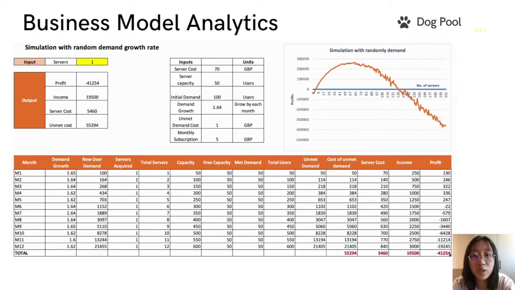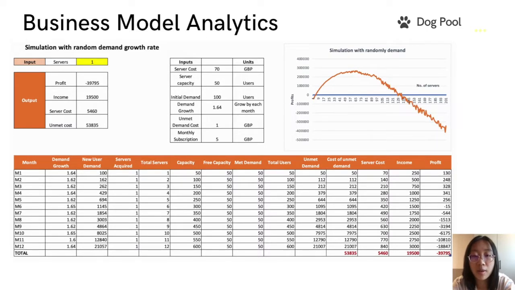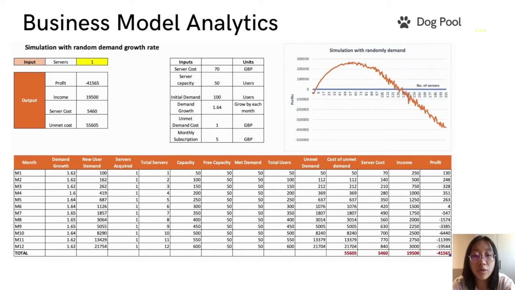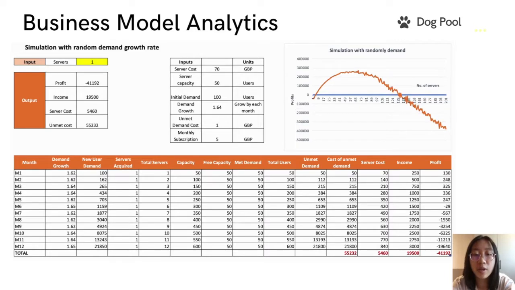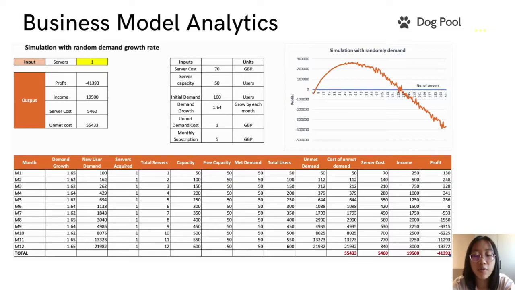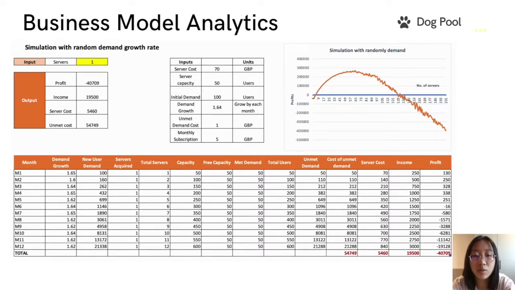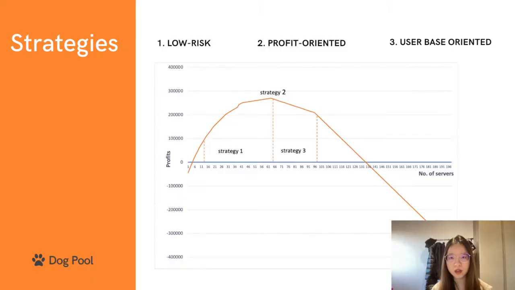To better match the real growth rate of customer demand, we simulated the growth rate with random probability for each month, from which we drew a profit and server count line chart with an initial stable trend and a fluctuating back trend. However, our later analysis will focus on a constant demand growth rate of 64%.